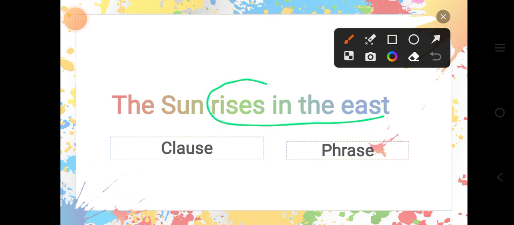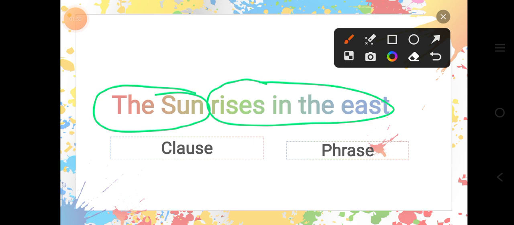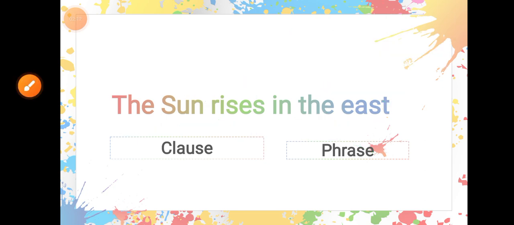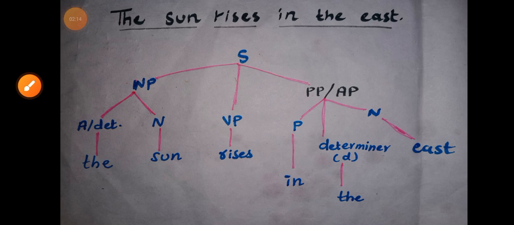But if we break the sentence in another way, in the east, or we say the sun, and rises, then we come to know that this is only a subject, and in this group of words we have only a verb. Then it becomes a phrase, a group of words where we have either subject or verb, not both at the same time. I hope it's clear.